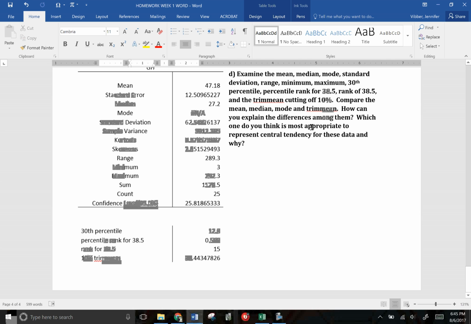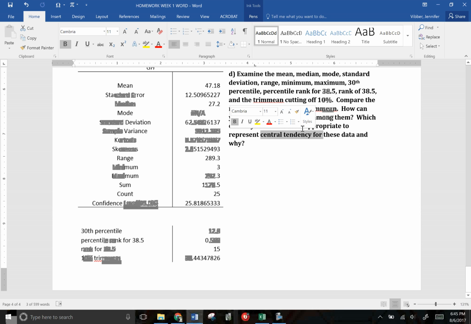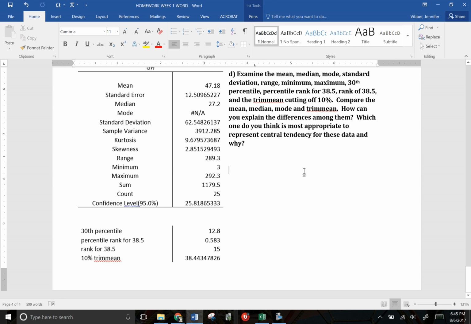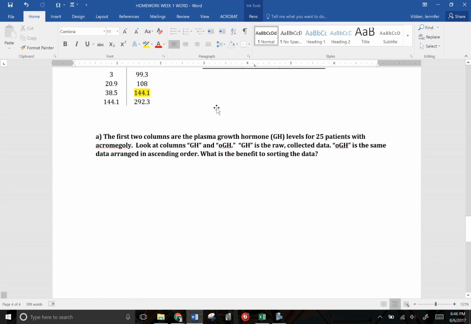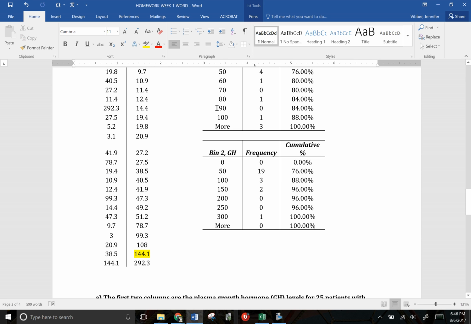Then last but not least, I say which is most appropriate to measure your central tendency. Central tendency is mean, median, mode, pardon me, and the trim mean. Which of those do you think is the best number to look at if I were to say, okay, the typical person in my study had a growth hormone level of 47? Or did the typical person in my study have a growth hormone of around 27? Which of those seems more purposeful, more indicative of the data that we had up here?